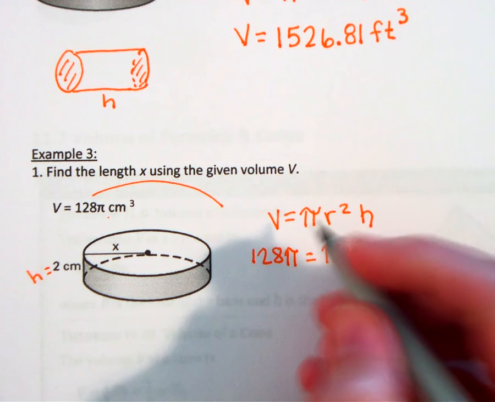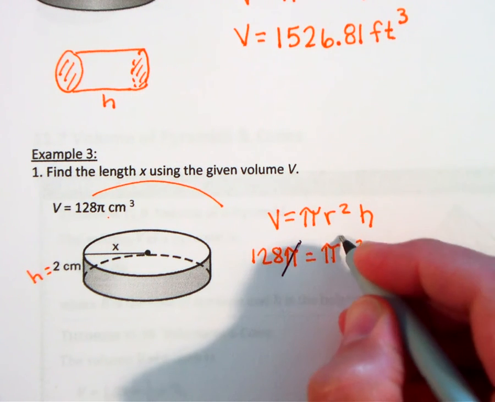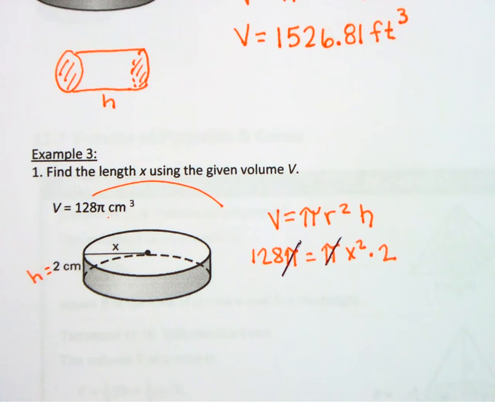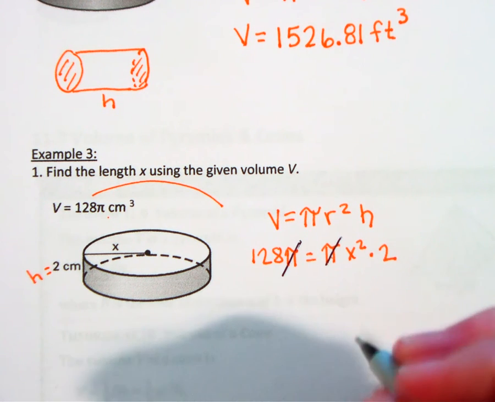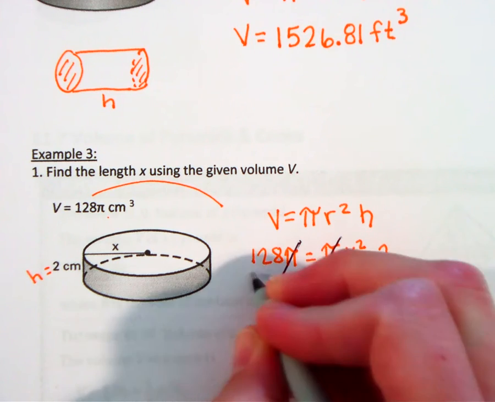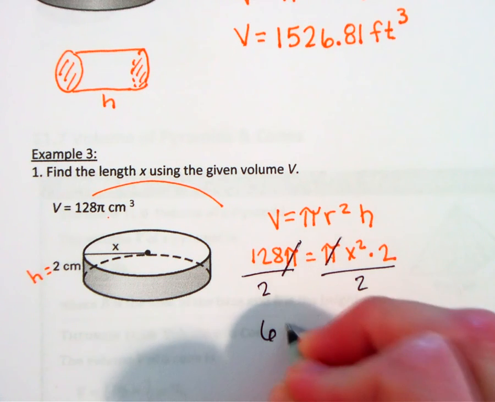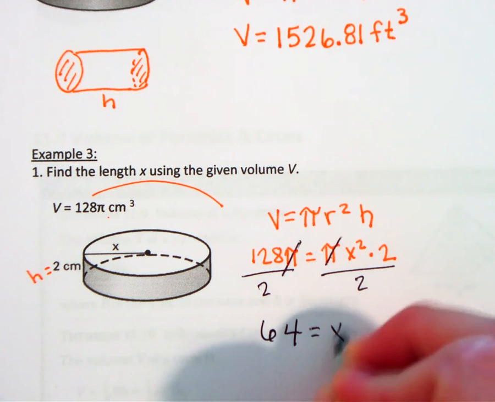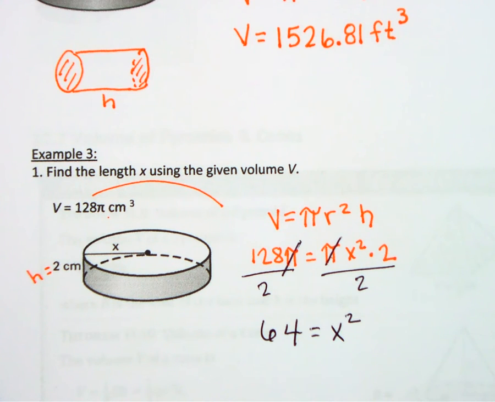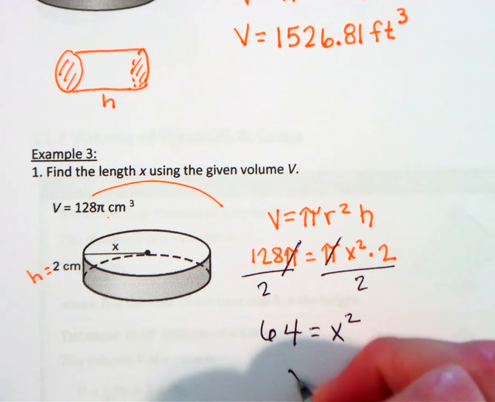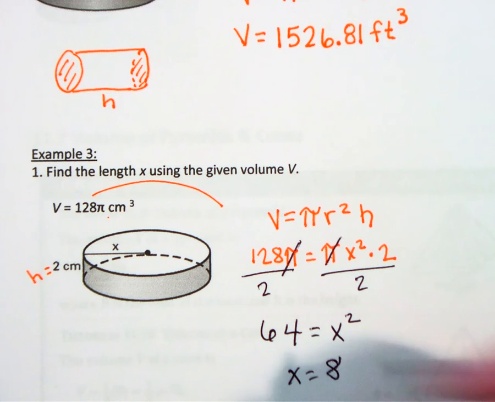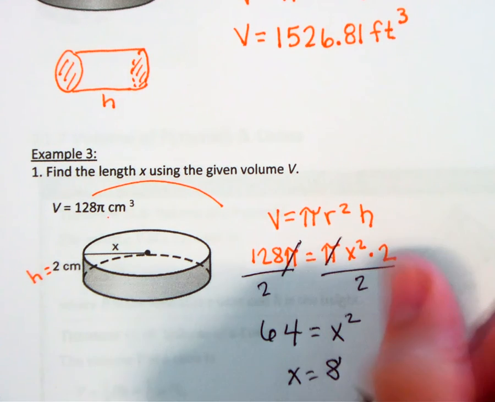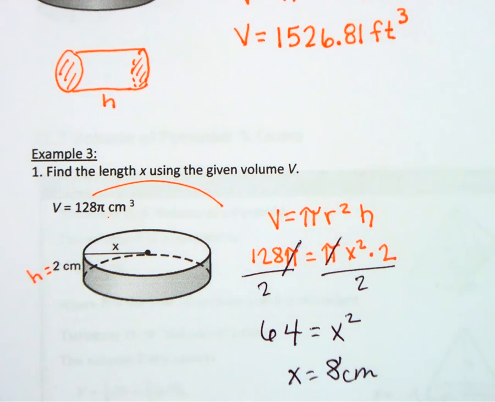Okay, so the beauty of having things in terms of pi is that the pi's can cancel out. I'm going to take my 128 and divide it by 2, which happens to be a super nice number. So 64 is equal to x squared. And then you take the square root to get the radius. So it would be 8 centimeters.